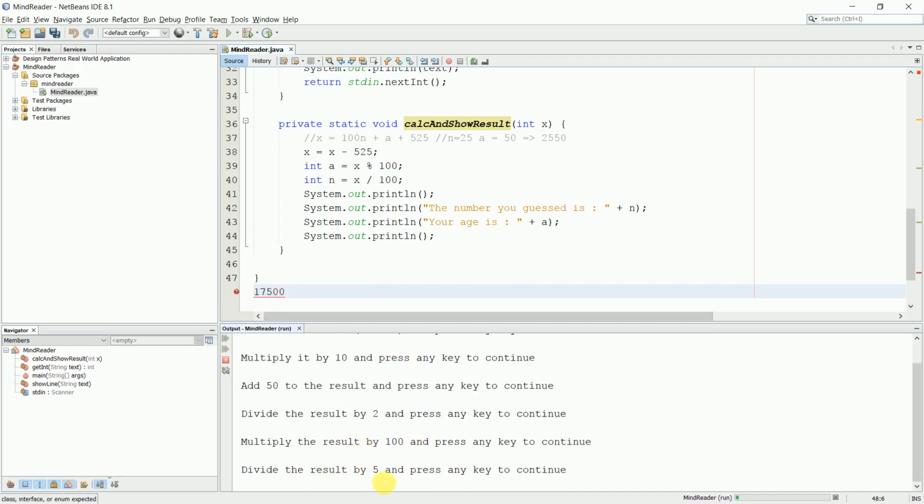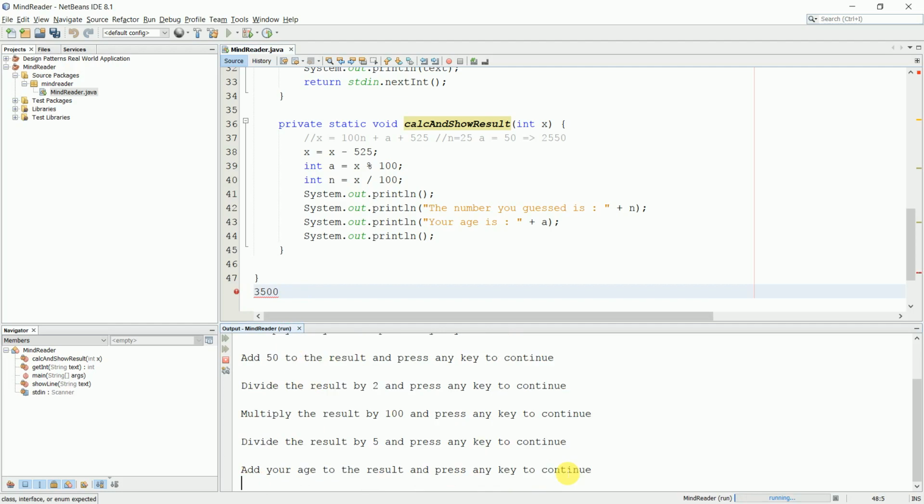And then divide the result by 5 and press any key to continue. If we divide it by 10, that's 1750 times 2, that's 35. So this would be the answer. And then add your age to the result and press any key to continue. Let's say I'm 85 years old, so you enter 85.